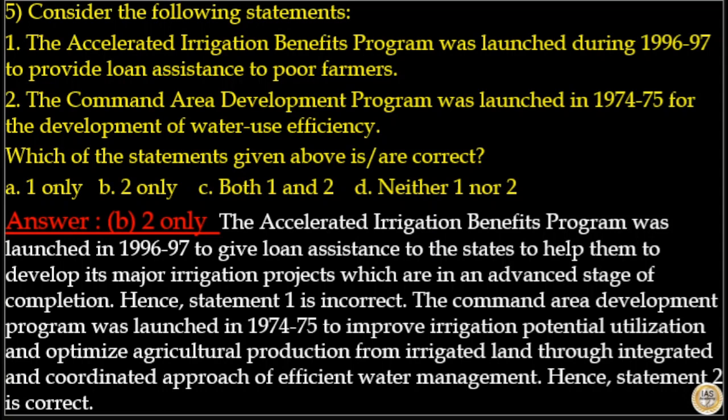The Common Area Development Program was launched in 1974 to 75 to improve irrigation potential utilization and optimize agricultural production from irrigated land through integrated and coordinated approach of efficient water management. Hence, statement 2 is correct. So, your answer to this question is option B.